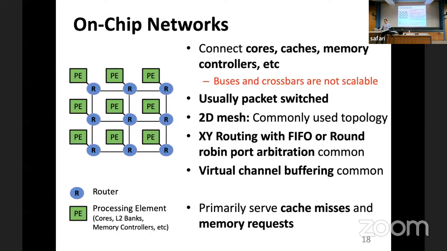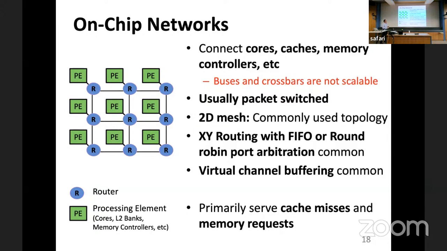Okay, so we're going to talk about on-chip networks. I'm going to first introduce what's different in on-chip networks. Basically, on-chip networks are on a single chip, and they connect cores, caches, memory controllers, whatever needs to be connected on the same chip. This is one common way of thinking about on-chip networks. Clearly, it has a two-dimensional mesh topology, which is commonly used. It's usually packet switched, but again, there are reasons for circuit switching, as we discussed. In fact, one of Tilera's five networks was circuit switched.